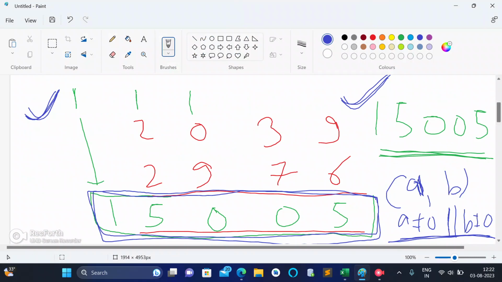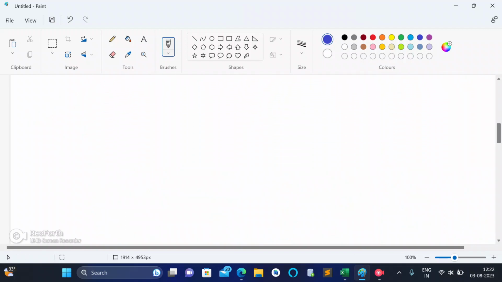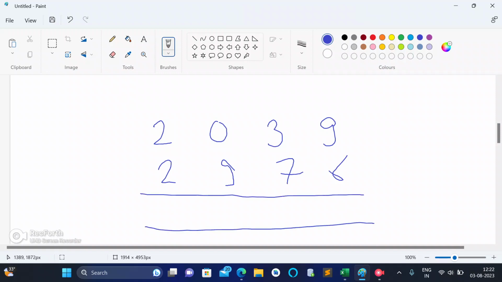So let's discuss the approach to this question. We will understand the approach using the same example, 2039 and 2976. What we will do is focus on alternate sections. Let's think about how we will focus on alternate sections. I will write one section in red and the other in green.